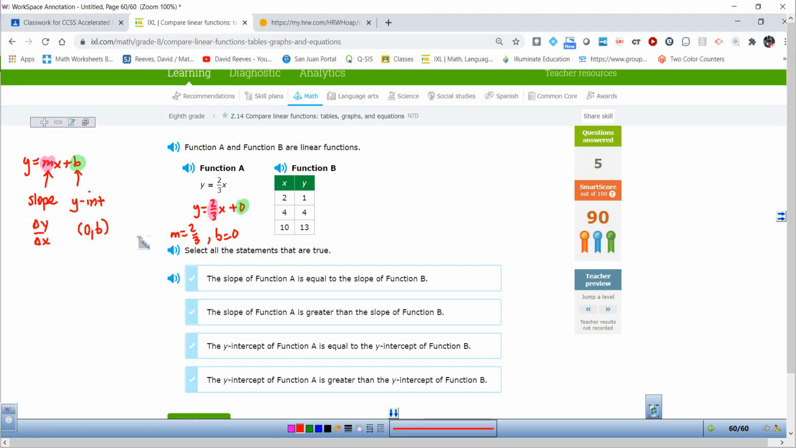Okay, now again, slope is change in y over change in x. So if we do this, that's plus 3. That one is plus 9. That one is plus 2. That one is plus 6. So if I do my change in y over my change in x, I get 3 over 2 or 9 over 6, but both of those simplify to 3 over 2. So my slope for function B is 2/3. But what about my y-intercept?